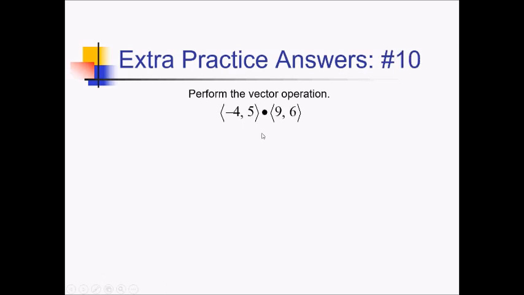To find the dot product of these two vectors, I have to multiply the x's and the y's separately and then add those two products together. So I've got negative 4 times 9 plus 5 times 6. So that's negative 36 plus 30, which comes out to negative 6.